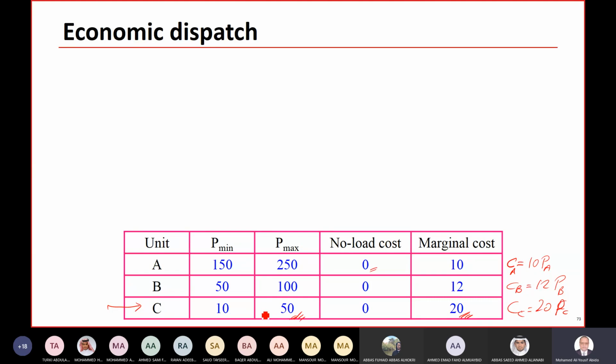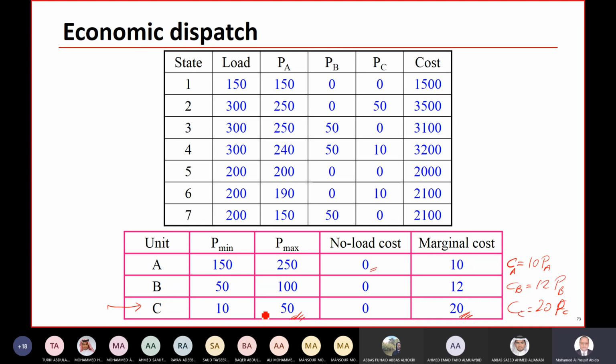So for each combination, you can get the total cost that you have here. You have here a load of 150, and only machine number 1 is on. So this status is 1, 0, 0. You have only machine A, and machine B outputs 0, and machine C outputs 0. So the cost is $1,500 per hour.